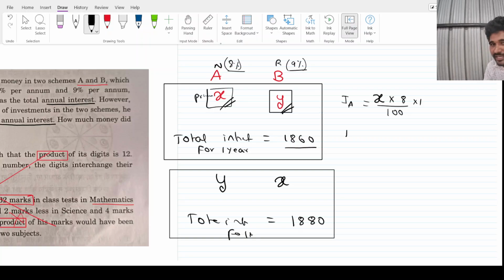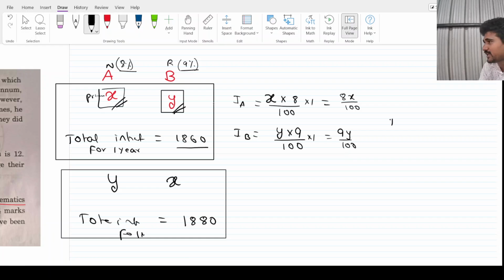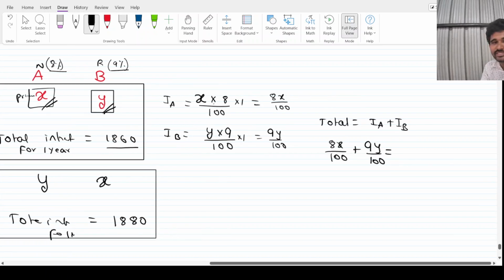Correct? What is the interest provided by bank B? y into 9 by 100 into 1. Correct? Simplify a little bit. 8x by 100. Here it is 9y by 100. Together this is the total interest, by bank 1 plus the second bank. So the total interest is 8x by 100 plus 9y by 100 is equal to how much is the total amount they say?